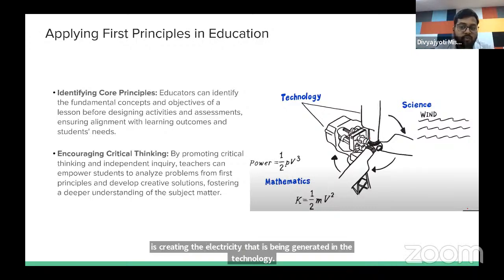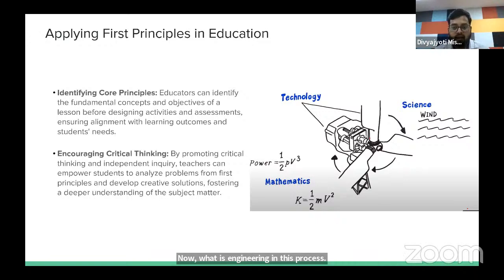Now, what is engineering in this process? It is creating such a huge structure which is very stable and can withstand such pressure, or you can say force. Now, if I talk about the mathematics part, it will be calculating the value of the power generated, like how the wind energy, which has its own kinetic energy, is being transferred into electrical energy. So the formula or the concept behind it can be understood in this way.